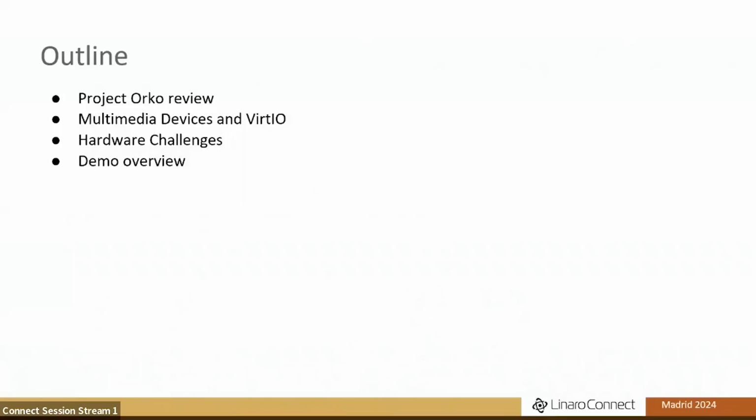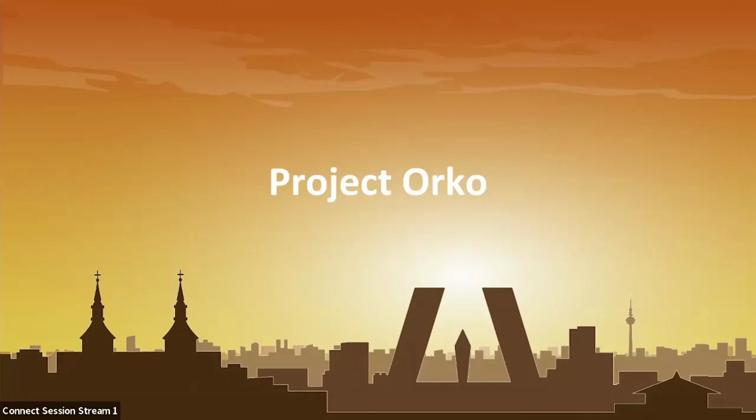So just a quick overview of what I'm going to talk about. I'm going to give a quick review of what Project Orko is and its aims and what we're trying to do with it. Then I'm going to talk a little bit about how multimedia devices relate to VirtIO and some of the challenges that they introduce. I'm going to talk about some of the hardware challenges we've had whilst implementing this for the demo, and then give a sort of overview of the demo as we planned it and what you're actually going to see, and also give a bit of a vision of where we'd like to go.